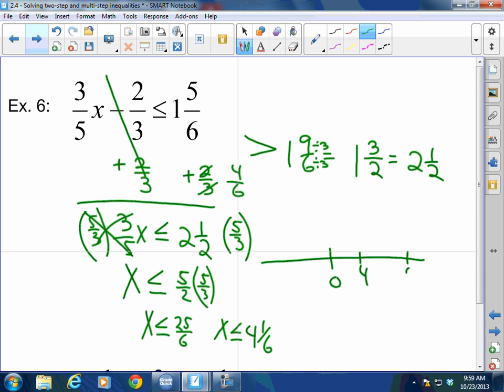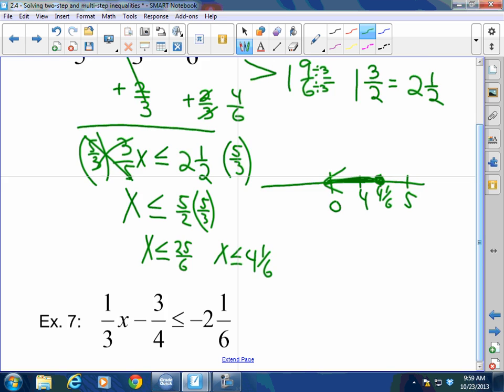That is in between 4 and 5. 4 and 1/6. Close circle. To the left because it's less than or equal to. Does that make sense, gentlemen? You promise. You understand the fractions. You understand what I did. You promise. Okay?